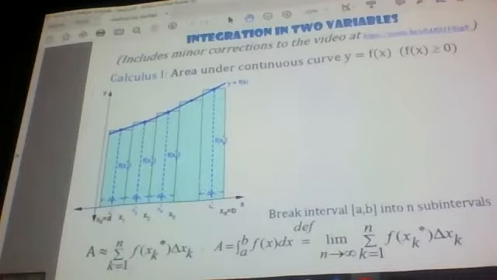But the sum on the left here is called a Riemann sum, the sum of f of x k star delta x k, k equals 1 to n. And then the limit of the Riemann sum is what we call the definite integral.